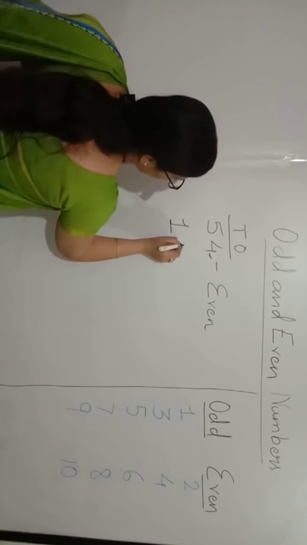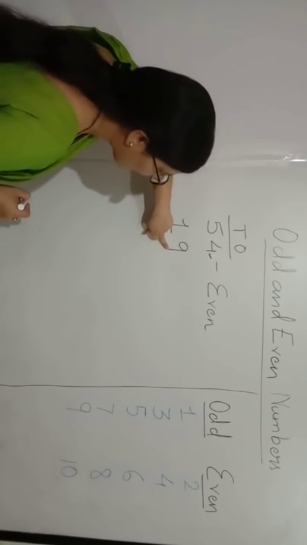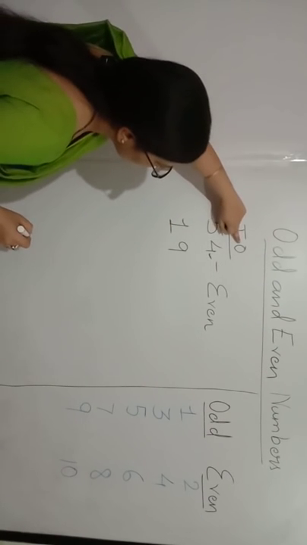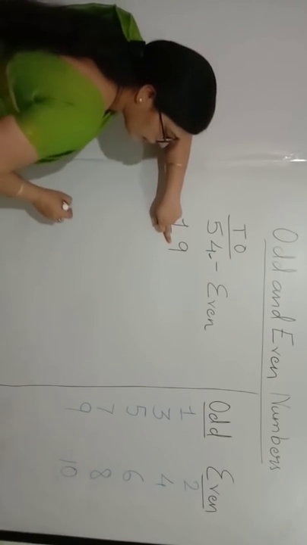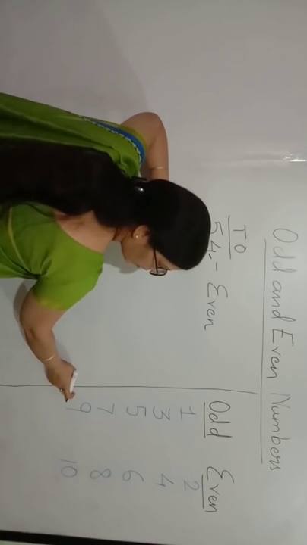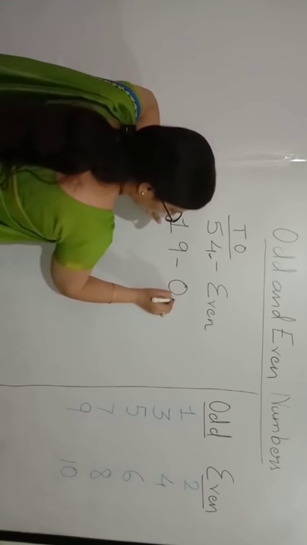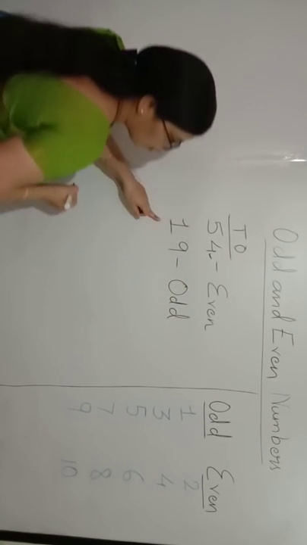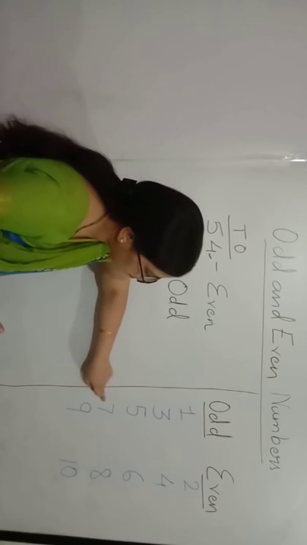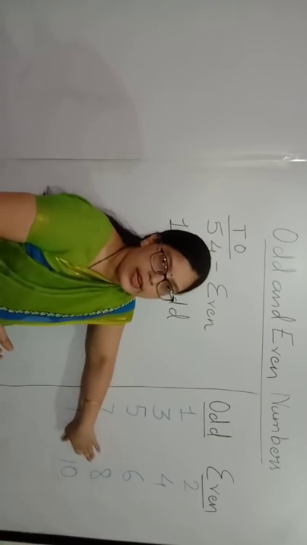Now the next number I have written is 1990. We have to see the ones place to find out whether the number is odd or even. So what is at the ones place? 9, and 9 is an odd number. We cannot form pairs of 9, that means this whole number 1990 is an odd number. So numbers that end with 1, 3, 5, 7, 9 are odd numbers, and numbers that end with 2, 4, 6, 8 and 0 are even numbers.